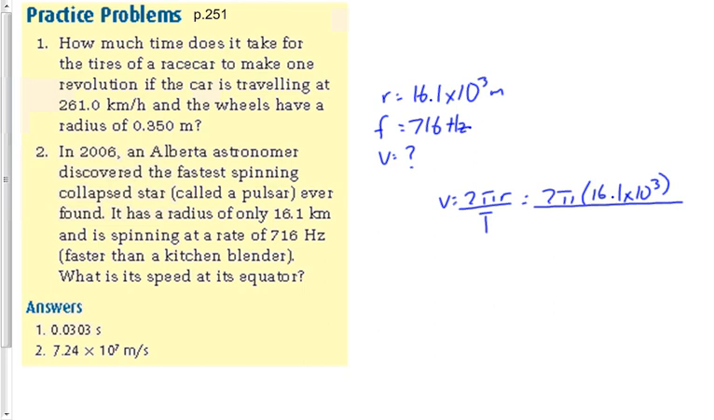Any ideas? Any ideas there, Jacob? Good. T is equal to 1 over F. Both of these equations are on our data sheet. So T is equal to 1 over 716. And Jacob, what do you get for that when you divide those two numbers? 0.00139. Okay.